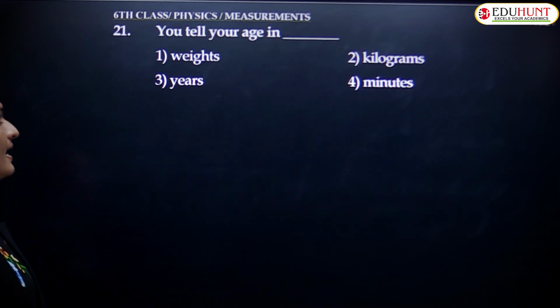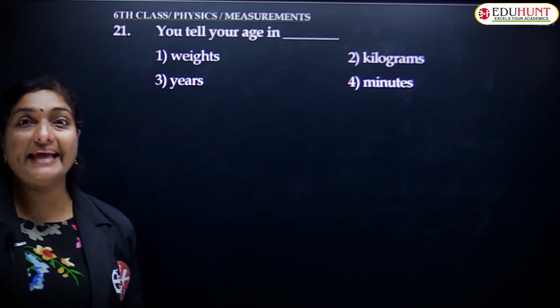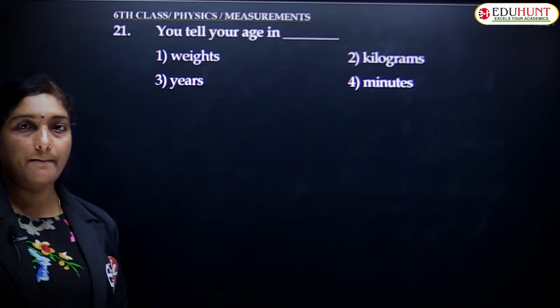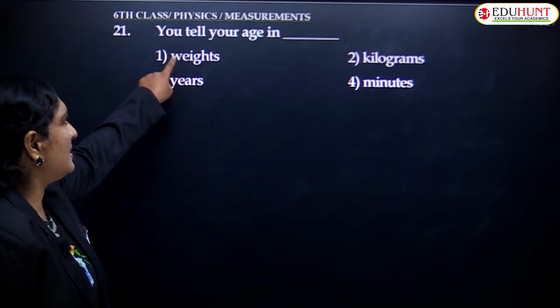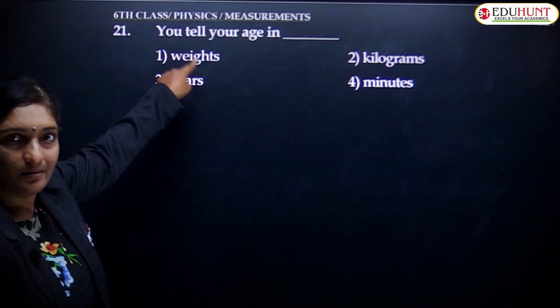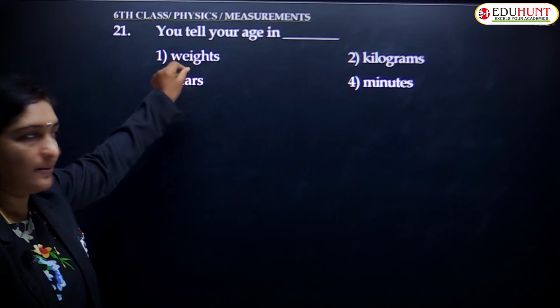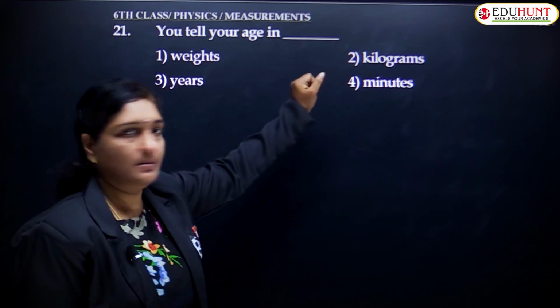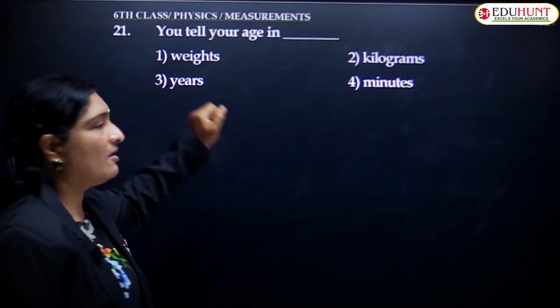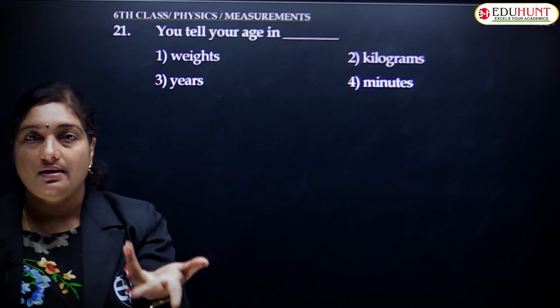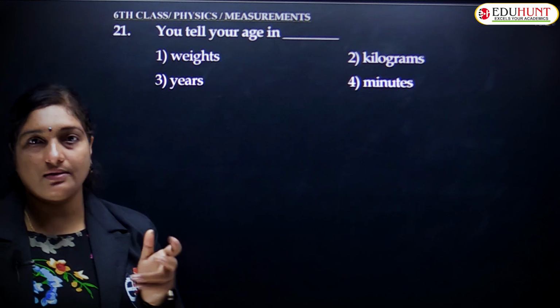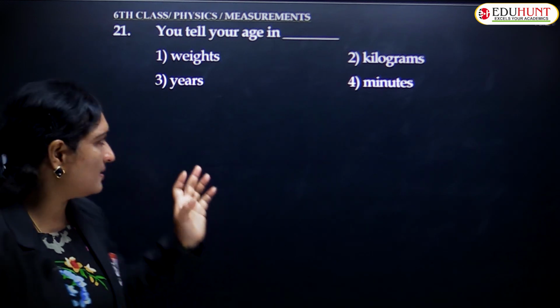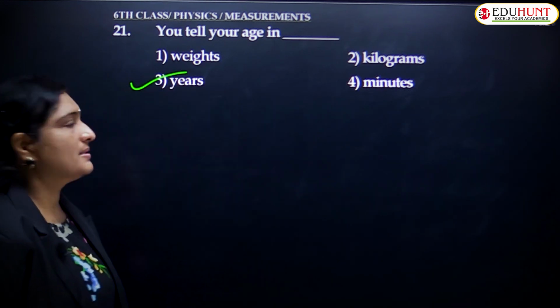Next. Your age is calculated in what? Mass, time, temperature? Do we measure your age in weight? No. Weight means mass. Kilograms? No. Years? Of course. What is your age? I am 12 years of age. So like that you say, I am 12 years. So in years you measure age.